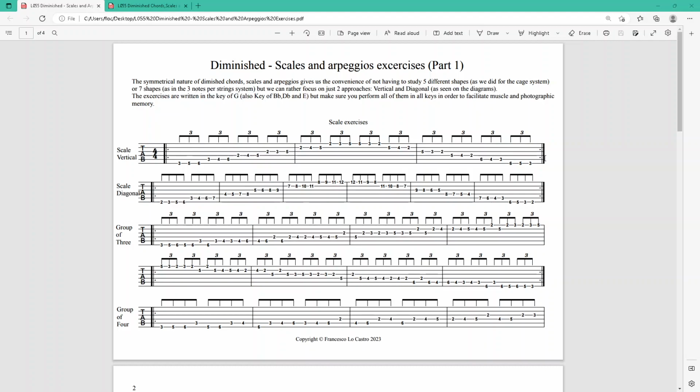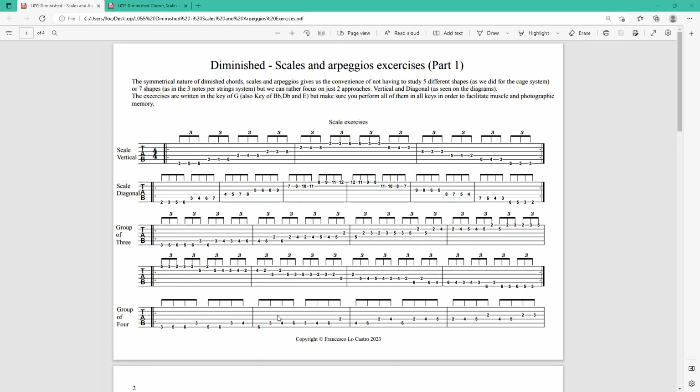Basically these two dots, the start repeat and the end repeat, signify the end of an exercise. You just go back here and keep repeating it, and of course you go up in semitones. This is the diagonal version. This is a group of three, so the scale played in groups of three notes.